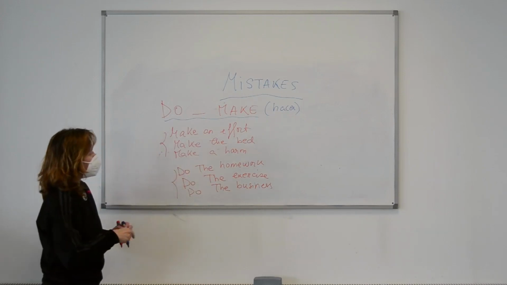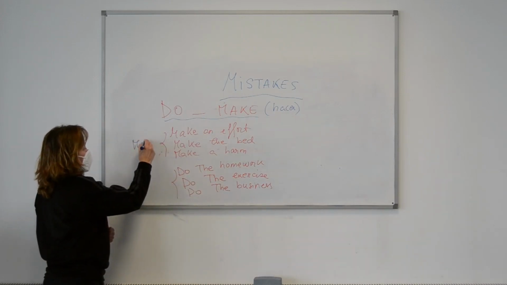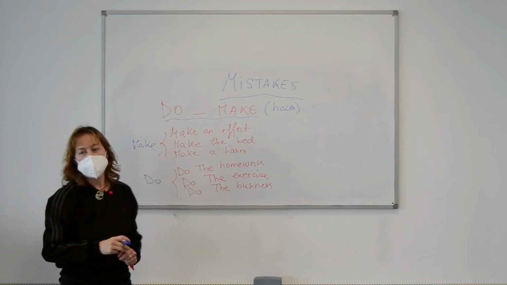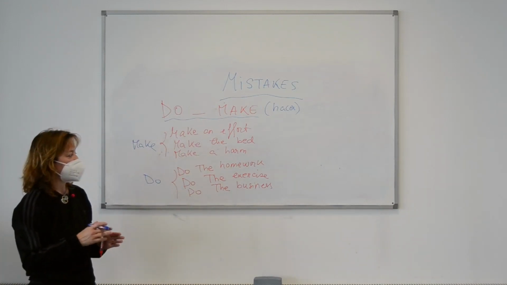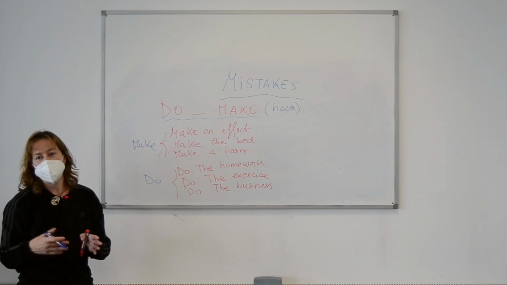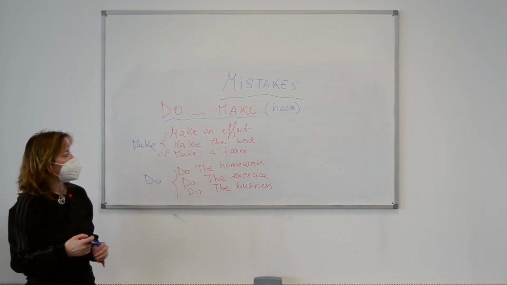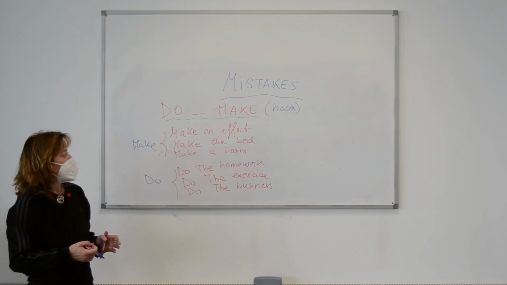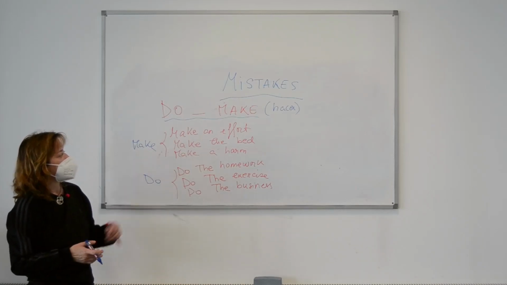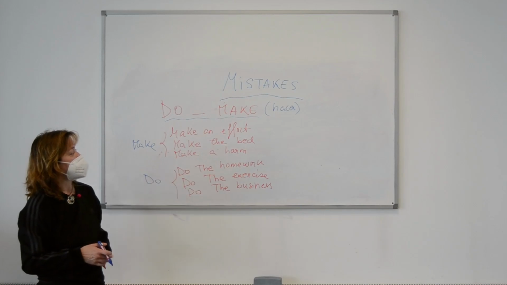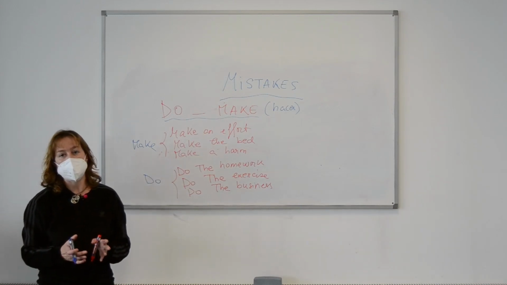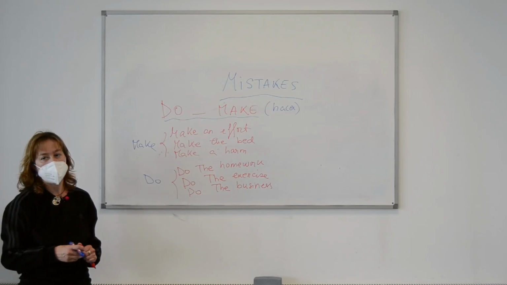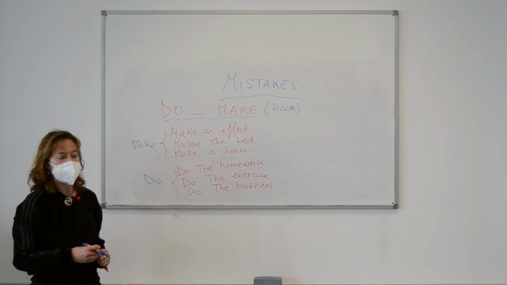In this case, we use make, while in this one, we use do. The difference between make and do is that do refers to an activity that is not divided into parts, while make refers to an activity, like make the bed, that is divided into parts. Besides, make is usually used with expressions. These are expressions that should be learned by heart, like make an effort, or for instance, make harm. Right?